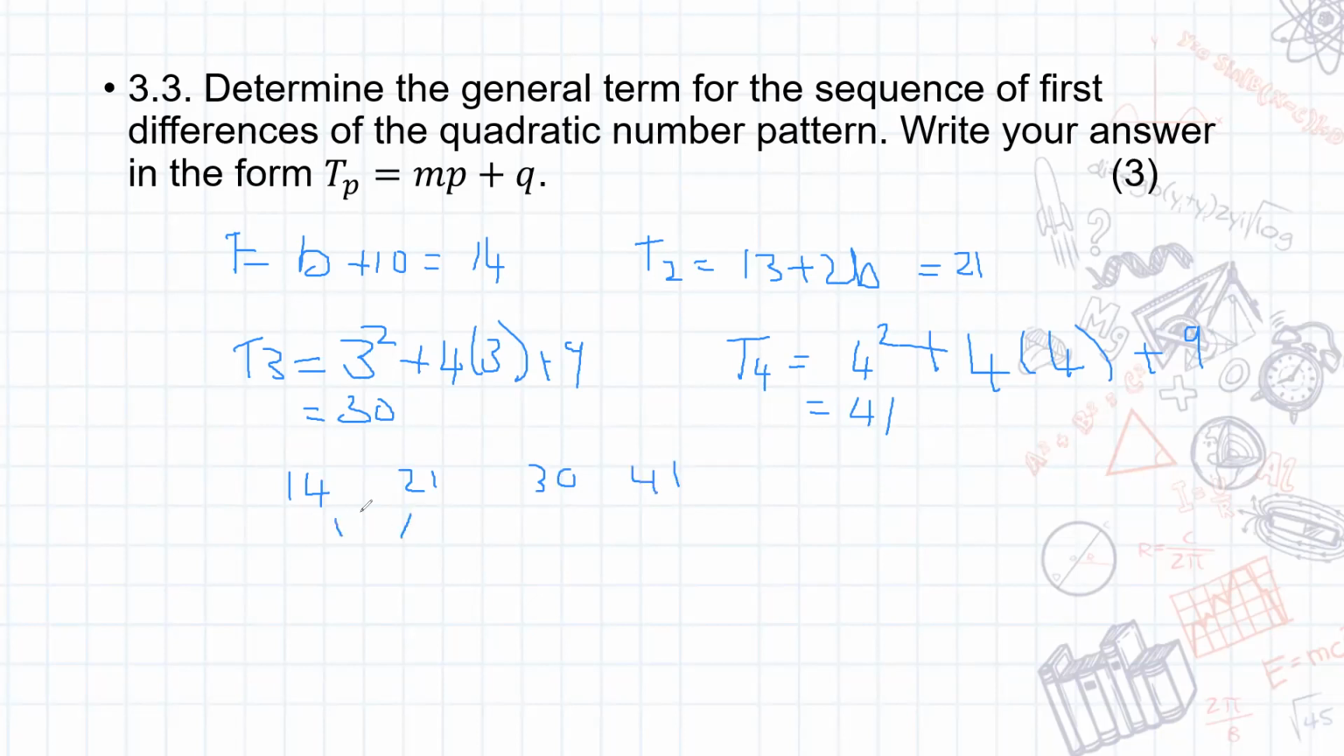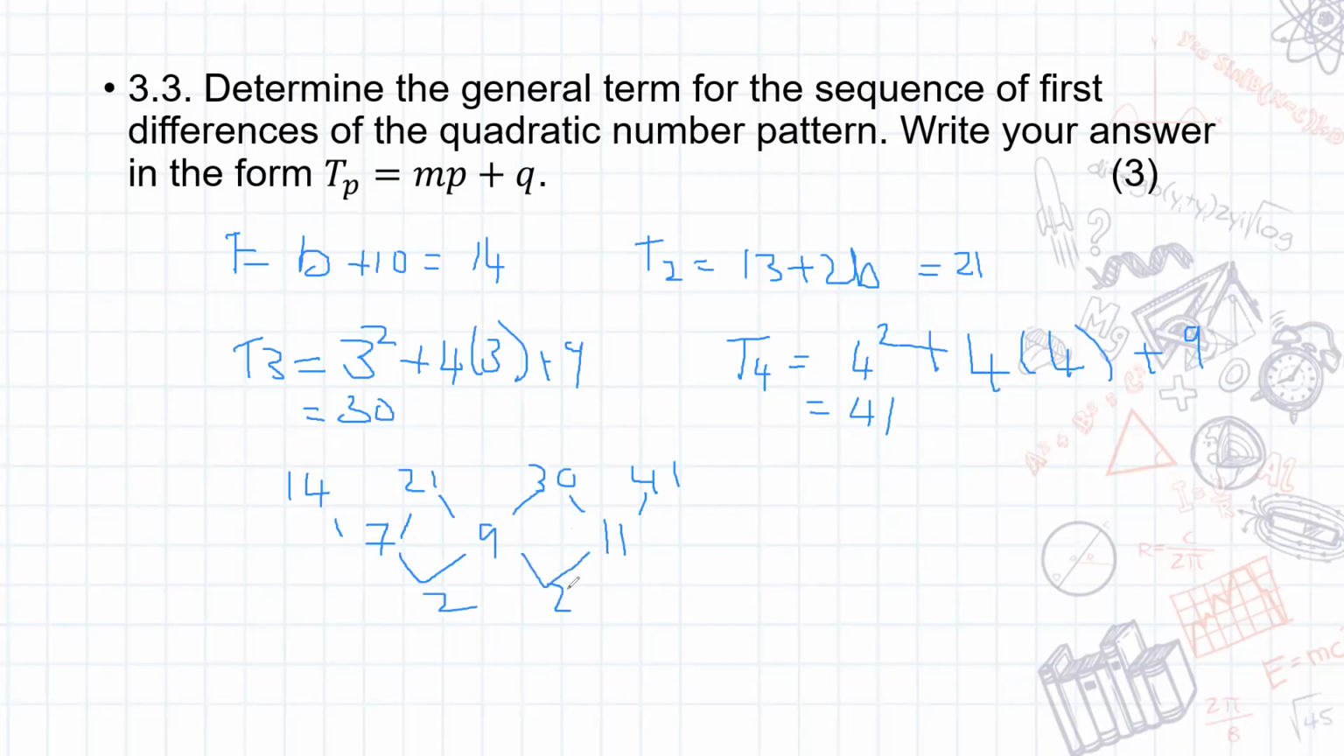So 21 minus 14 is 7. 30 minus 21 is 9. And 41 minus 30 is 11. So here we can see our first common differences are 7, 9, 11. And from that we can see that the difference is going to be 2 each time.